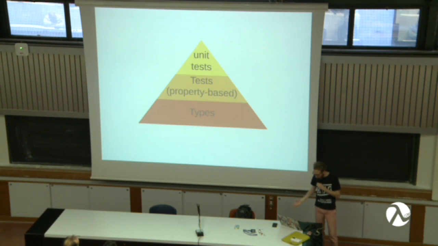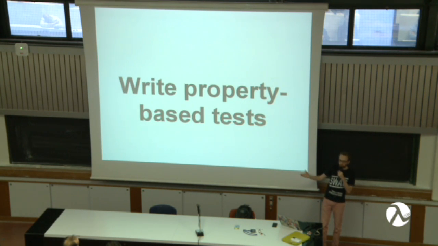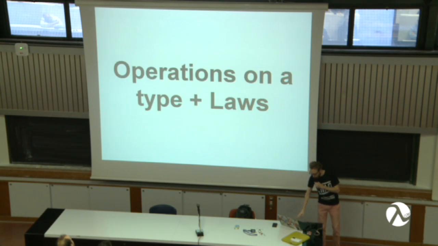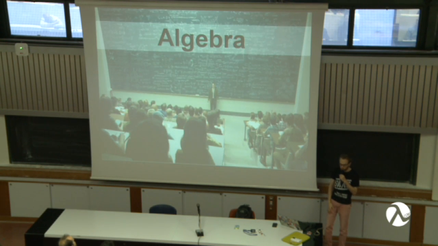So in your day-to-day work, type-directed development works this way. You start by just writing out the types of the functions, the transformations you will apply to your data. Then you refine them with property-based tests. Once you've done that, you've got operations on the type, functions, plus flows. Congrats, you've defined an algebra. So you've applied a very mathematical way of designing stuff with very pragmatic tools.